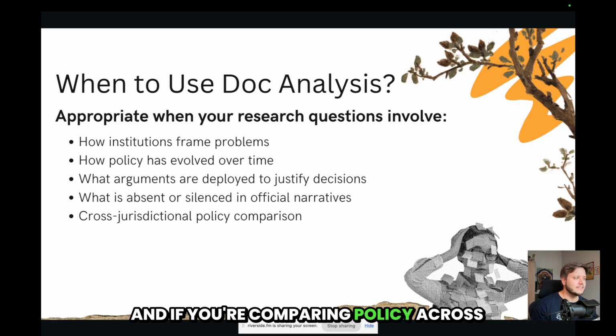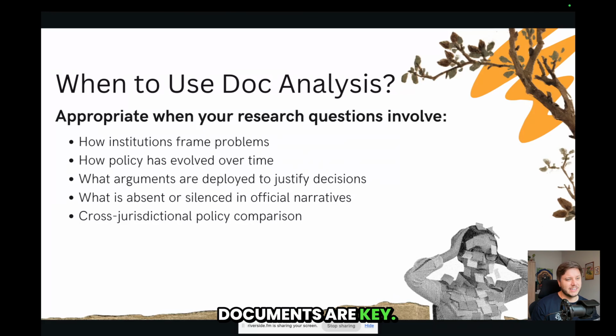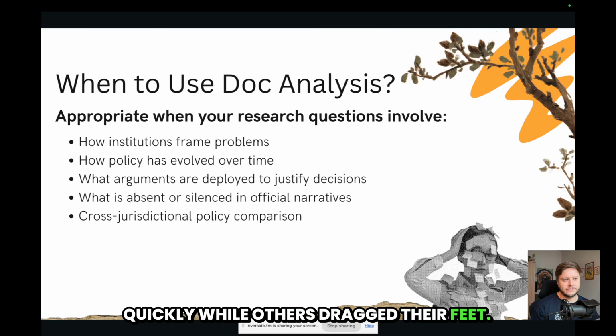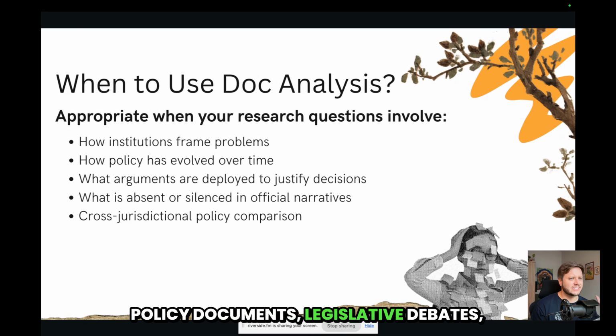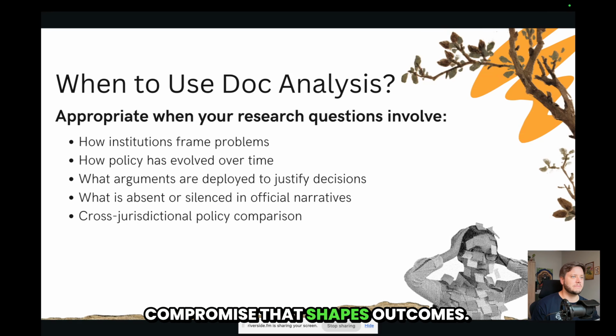And if you're comparing policy across jurisdictions or organizations, comparable documents are key. So, here's a practical example. Say you want to understand why some countries banned single use plastics quickly while others dragged their feet. You don't need to analyze environmental policy documents, legislative debates, industry consultation submissions across multiple countries. The documents will show you the competing interests, right? The framing battles and the political compromise that shapes outcomes.